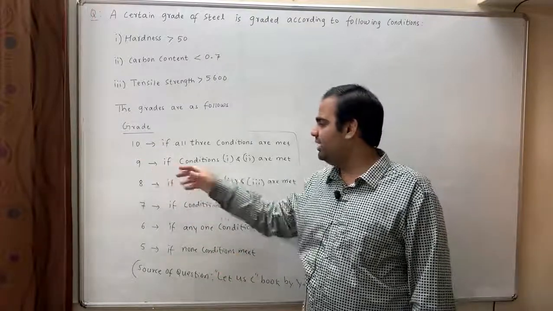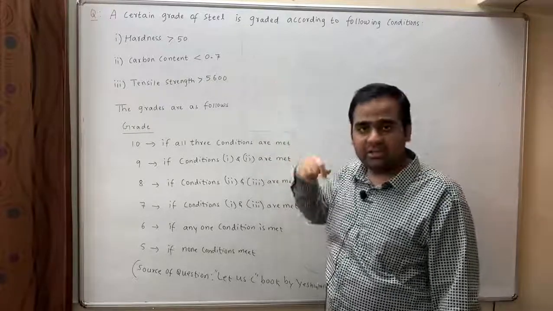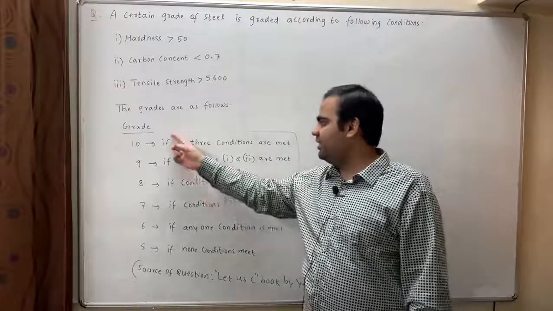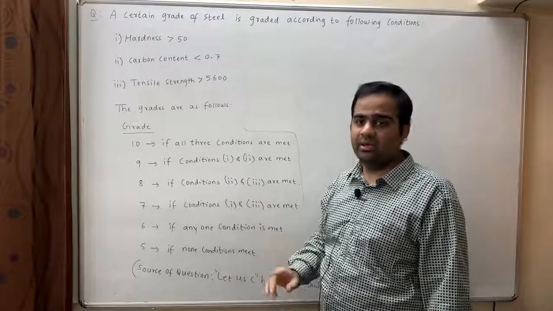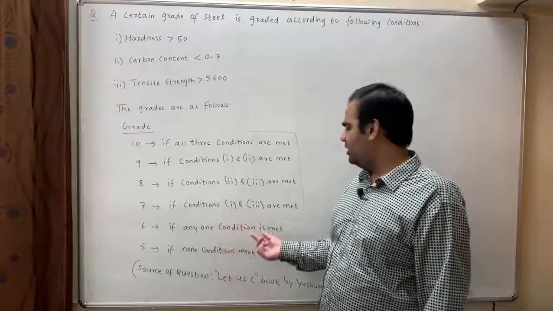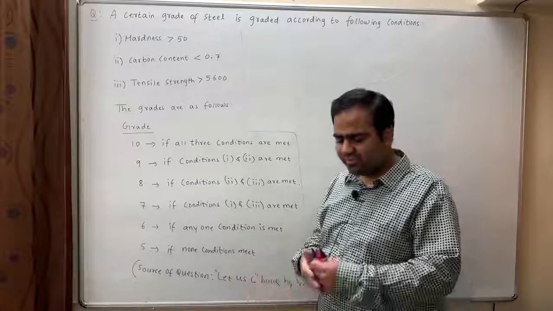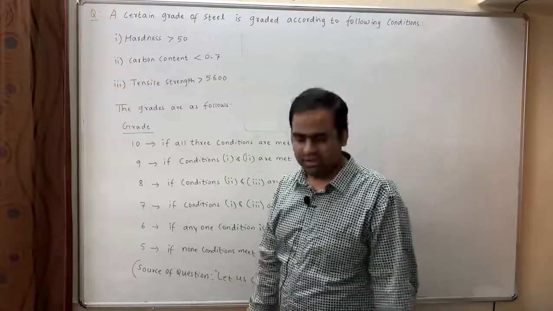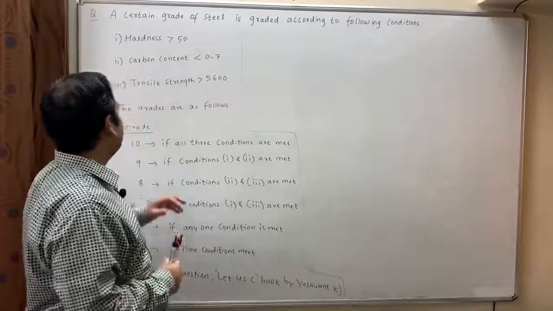Similarly, we say grade is 9 if condition 1 and 2 are satisfied but not the condition 3. We say that the grade is 8 if condition 2 and 3 are satisfied but not the condition 1. We say that grade is 6 if any one of those conditions satisfies, and grade is 5 if none of the conditions are satisfied. Now, before we solve this question, what is the input for this question?